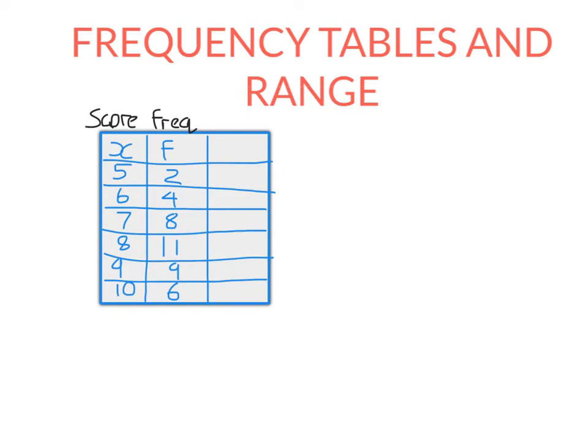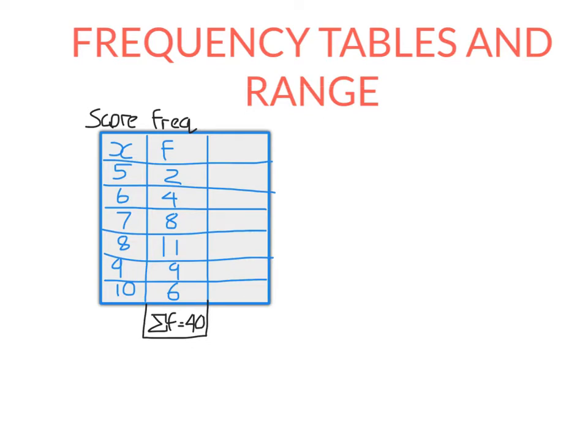So we're going to use this to calculate the mean, median, mode, and range. What I'm going to do first, though, is add up this column. 2 plus 4 plus 8 plus 11 plus 9 plus 6 is equal to 40. This little symbol here means sum of. So if I write this, it means sum of F, the sum of the frequencies, equals 40. This is how many people took the quiz. That will help us calculate the mean, median, mode, and range.